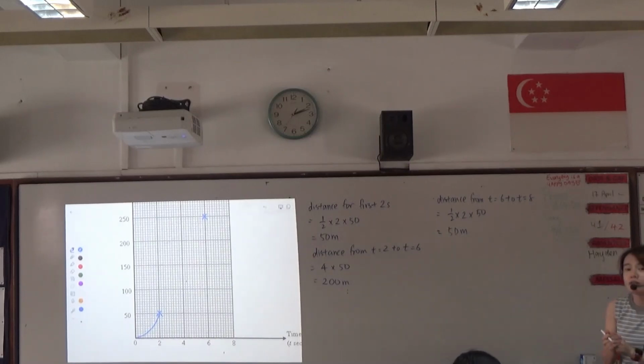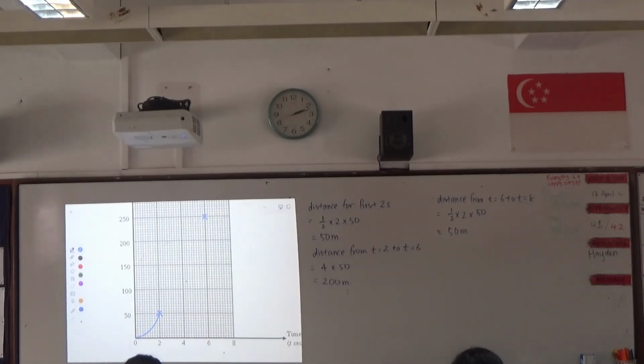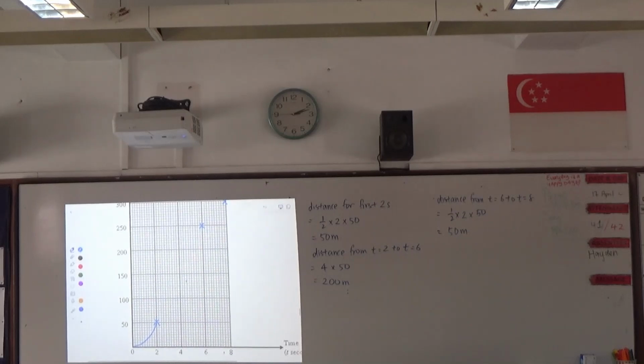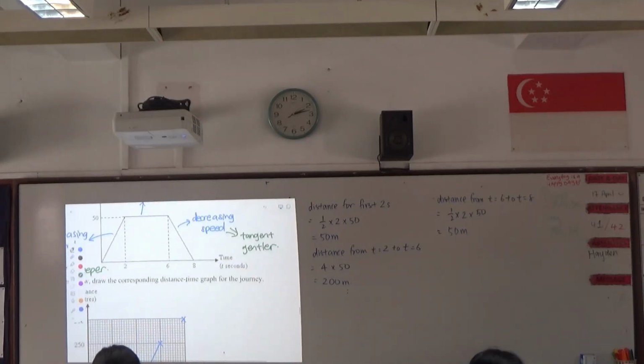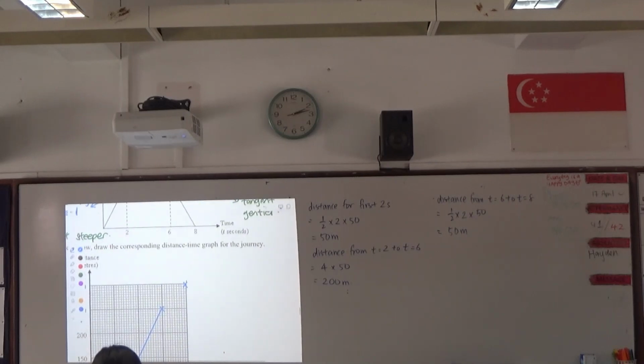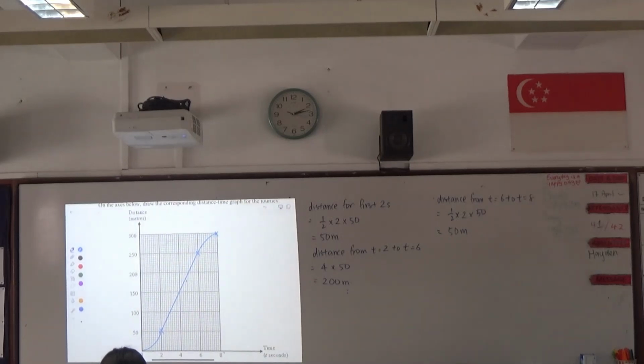Then, after that we have constant speed. Constant speed means that you have uniform gradient. So your line should actually be a straight line. Something like that. Then in the last part, we have decreasing speed, which means that our tangent should be getting gentler. So therefore, your curvature should be something like this.